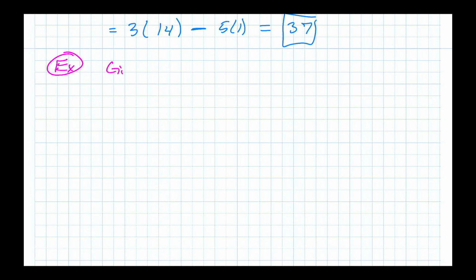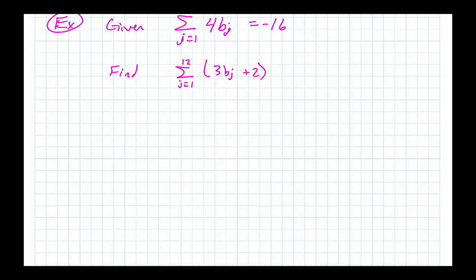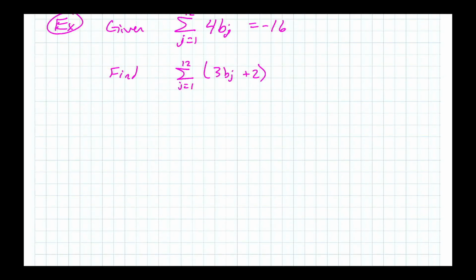Given, this is another one, same type. The sum as j goes from 1 to 12 of 4bj equals negative 16. Find the sum as j goes from 1 to 12 of 3bj plus 2. And so that's another one, it's exactly the same process.